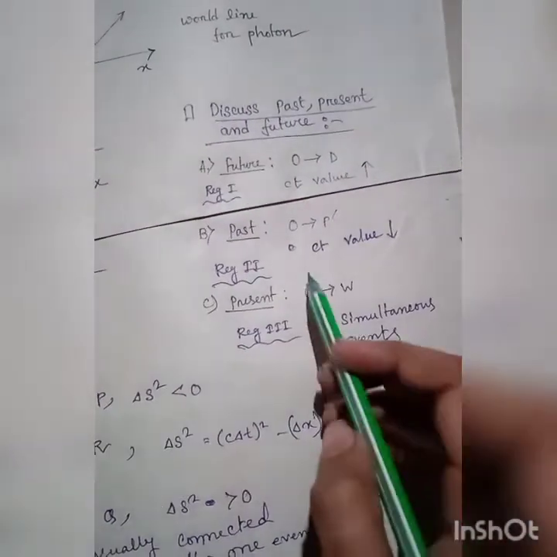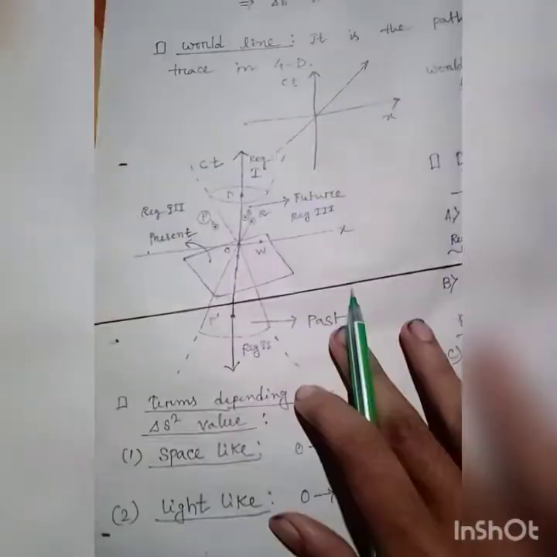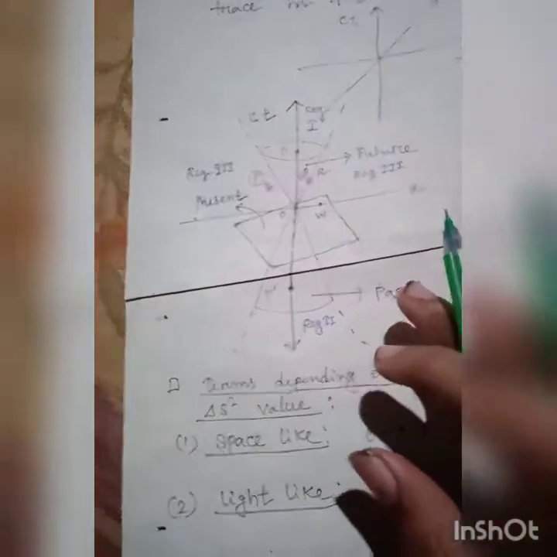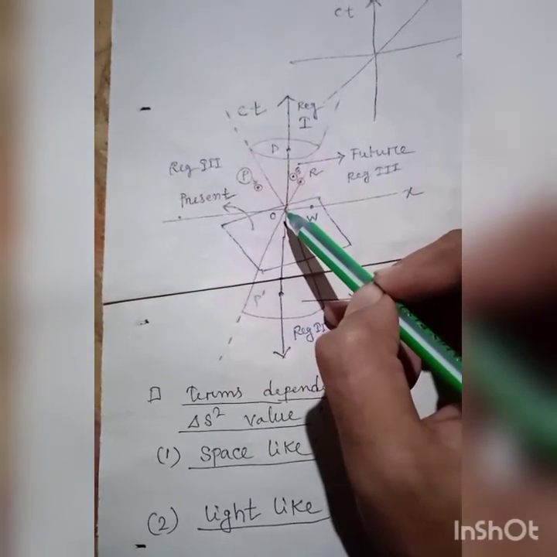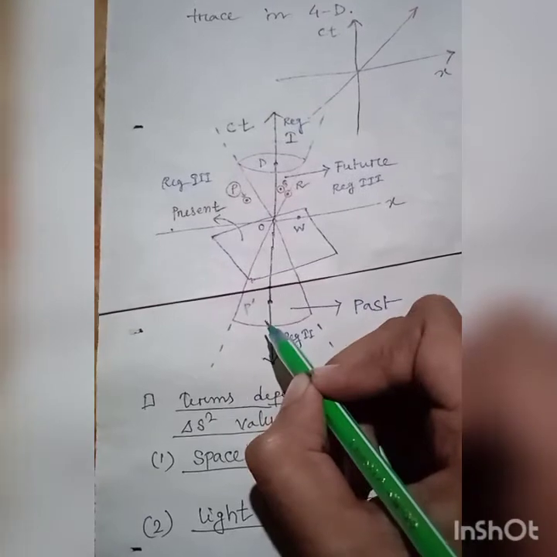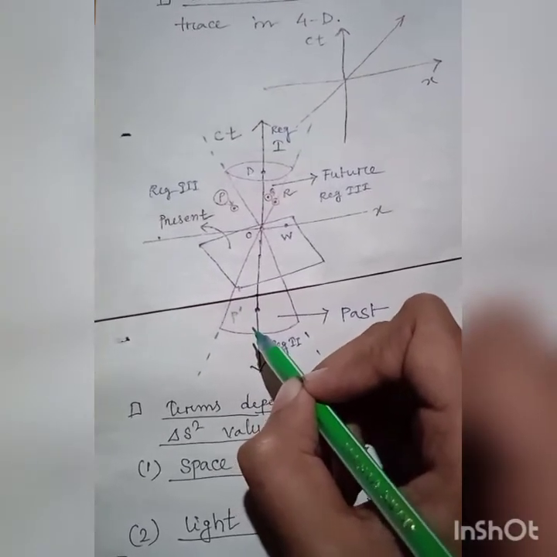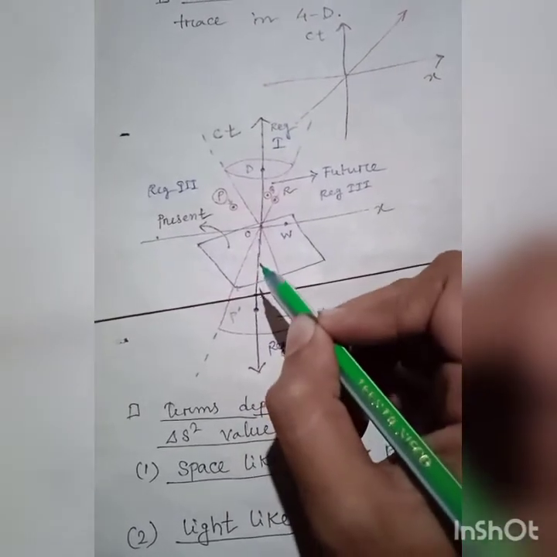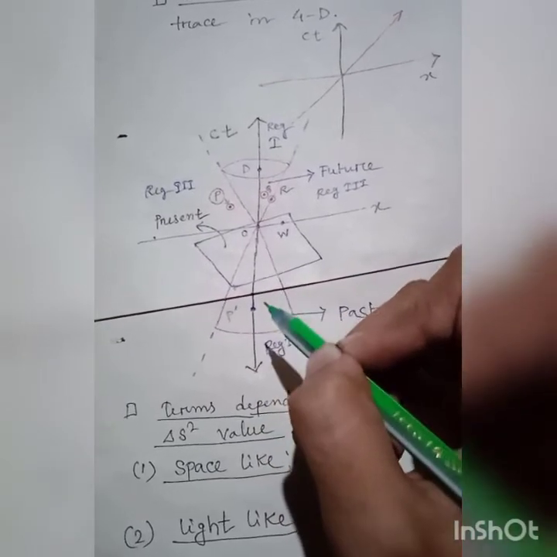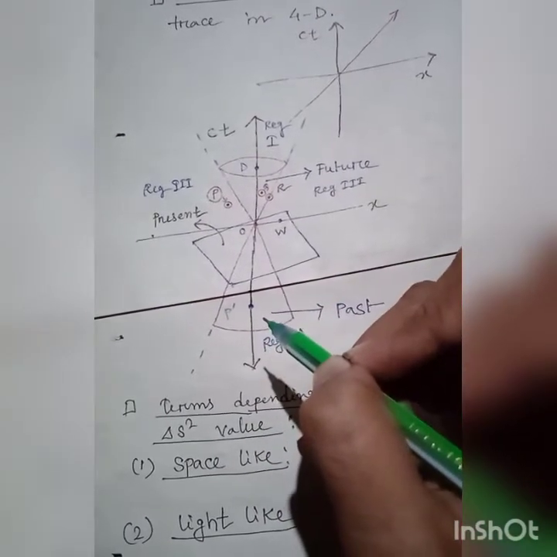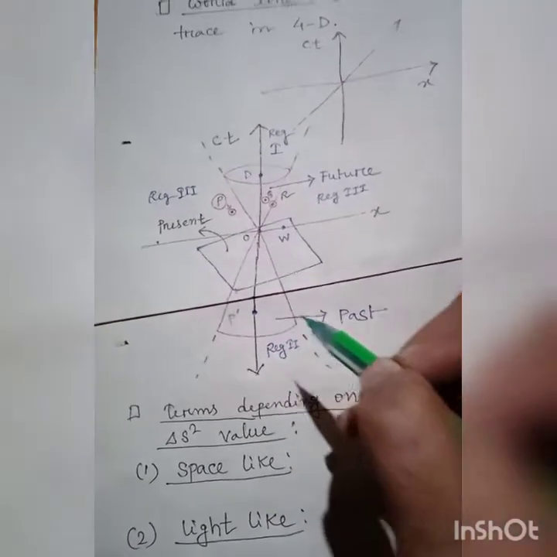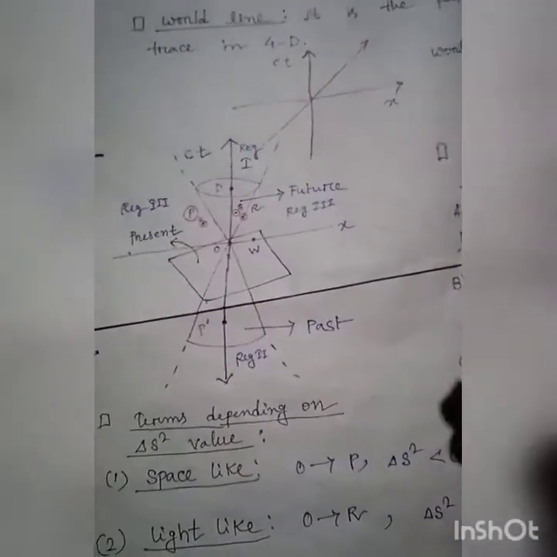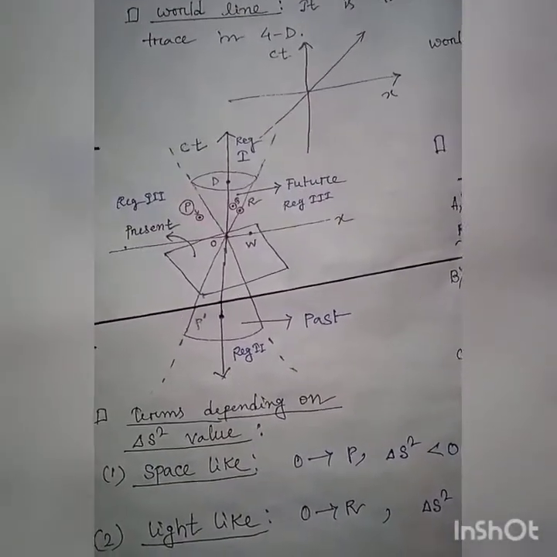Now we are going to look at the past region. On going from O to P dash, let us look at where O and P dash are. Here the point is O, the origin, and the point P dash is shown here. If you look at these 2 points, on going from O to P dash, the value of CT decreases, but there is no spatial change. So we can say that as the time decreases, it is the past region.